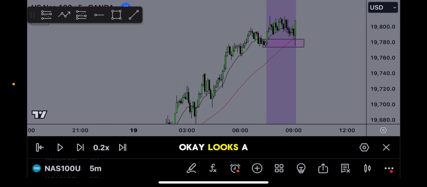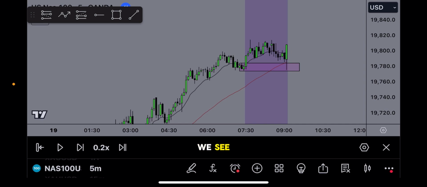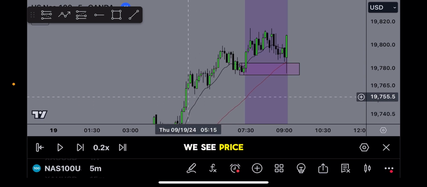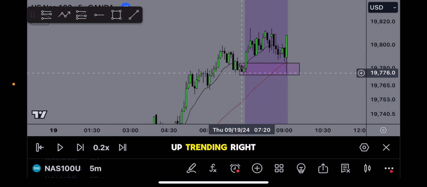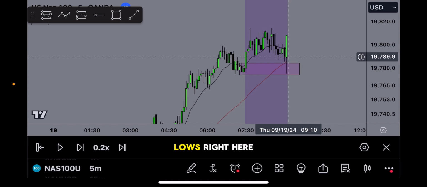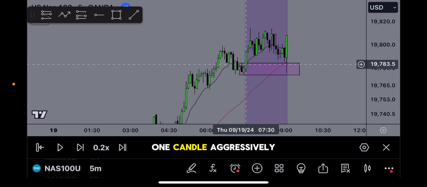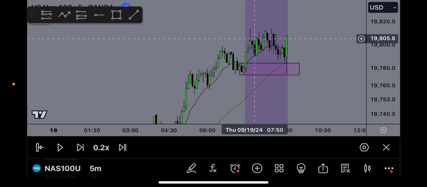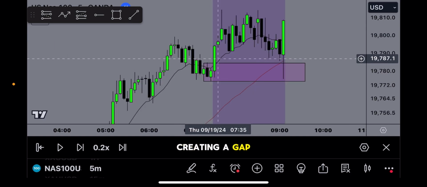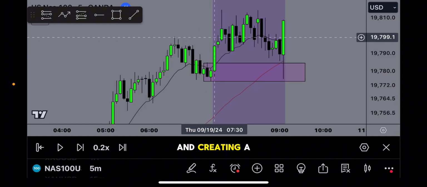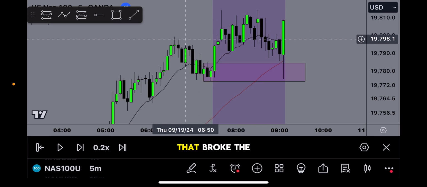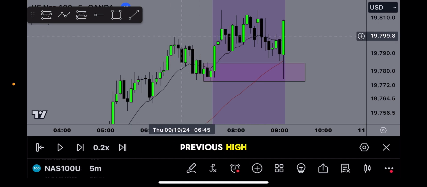Okay, looks a little tiny, but what do we see? We see price uptrending, right? Higher highs, higher lows. Right here, price came up, came down, and then this one candle aggressively pushed up, creating a gap and creating a motion right here that broke the previous high.